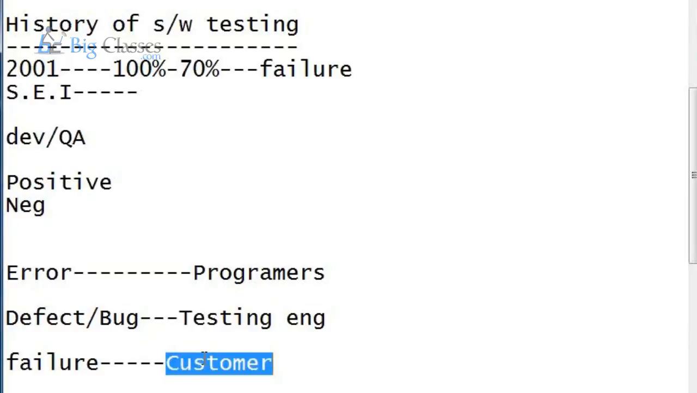Is it clear now? Yes, sir. Okay. So Renika, can you explain now what are the differences between the three? Yes, sir. Error is when a developer makes a mistake. Defect or bug is when there's a mistake found during the testing process. When the software reaches the customer and fails to perform the function, it is called a failure. Okay. Thank you.